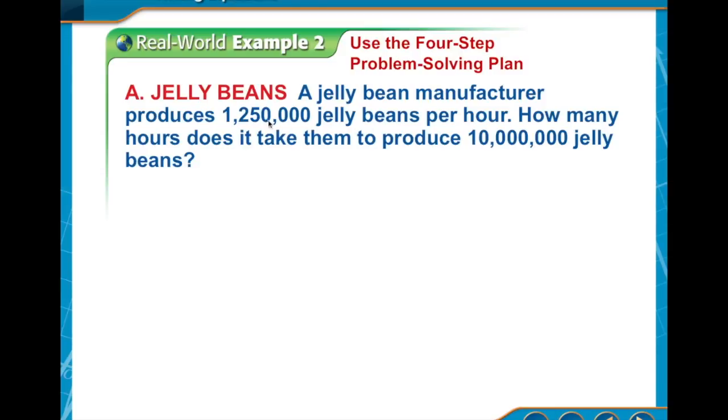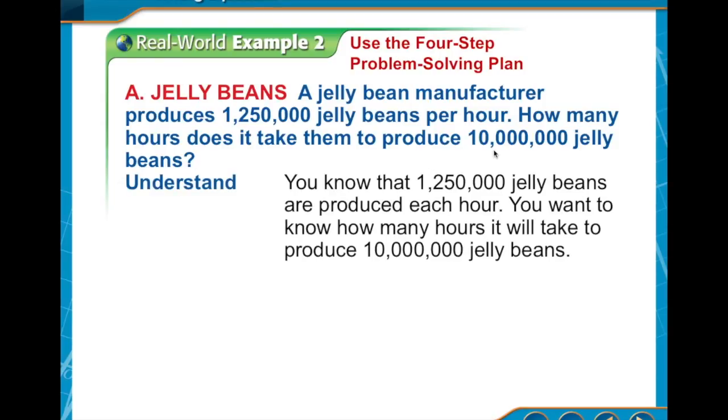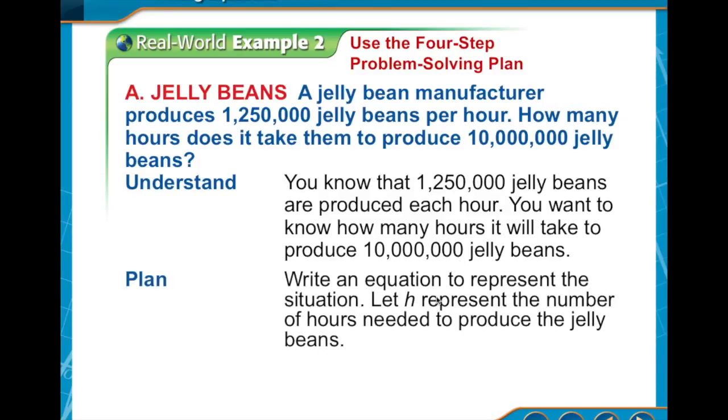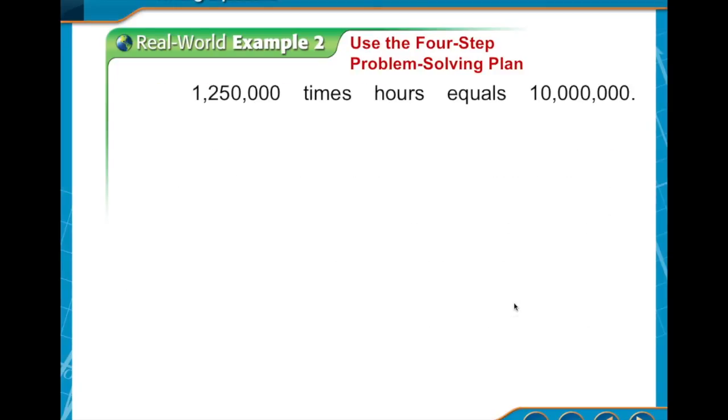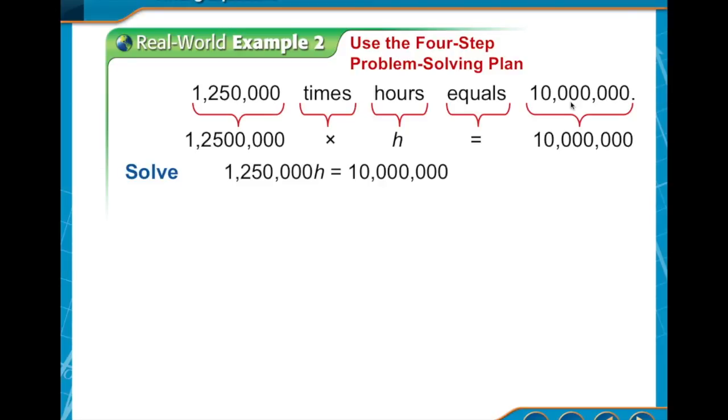Our total divided by the number per hour will tell us the total number of hours that it takes to make 10 million. So if we break that down, we understand how many we make an hour, 1.25 million. We want to know how many hours it will take to make 10 million. We can write an equation and let H represent the number of hours needed to produce the jelly beans. So 1.25 million times some number of hours would equal the total 10 million. If we make that an equation, we have 1.25 million times H hours would equal 10 million.